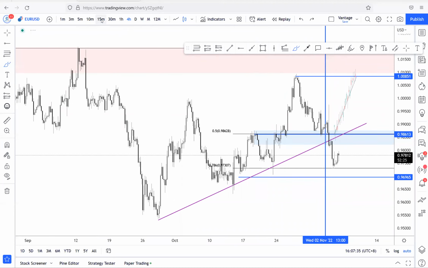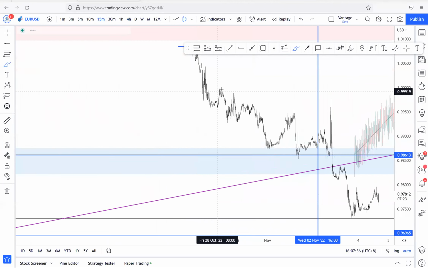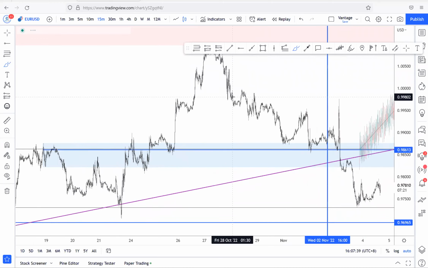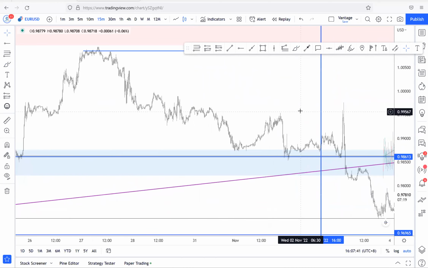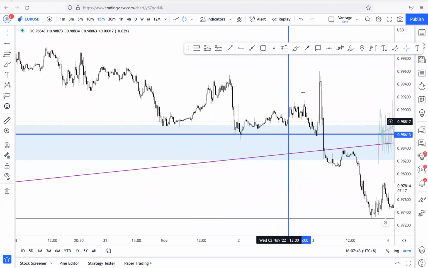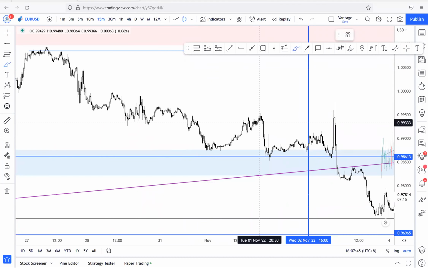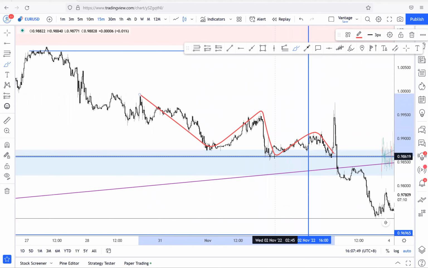So recall on the 15 minutes, we said to wait for a clear change in structure. So on euro dollar, price came in once. If you trace out the market structure, you can see that price came in over here. It came in once, so you have your lower lows and lower highs being formed. And then you have these equal lows. So equal lows doesn't tell us anything.